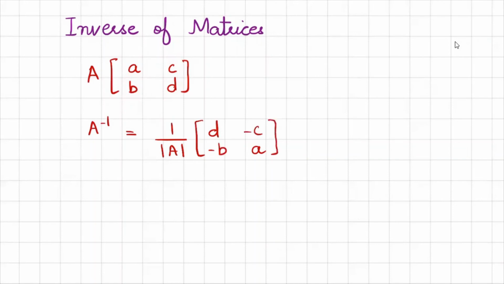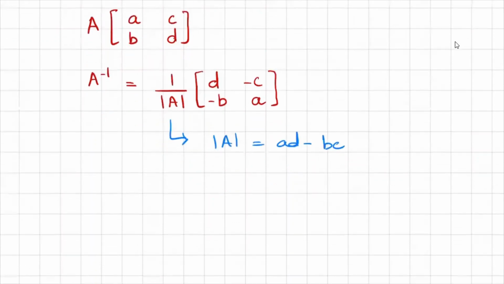Okay, what is a determinant? I'm writing down the formula here. The determinant has a formula as well. This is AD, which means multiply them, and then minus BC, which means multiply them. Okay, let's take a question here.